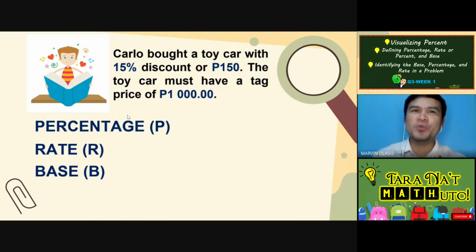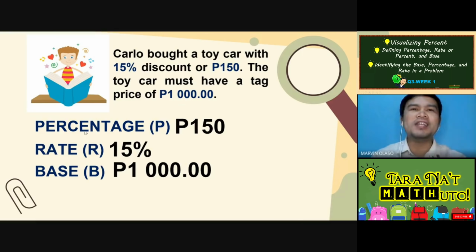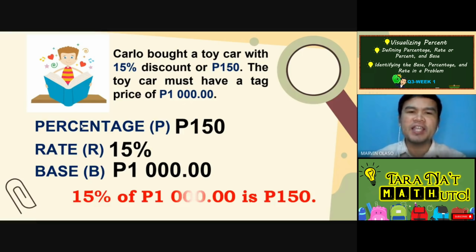Well, let's find out which among the given numbers is the percentage. What part or portion of the whole is that? We have 150, which is only part of 1,000 pesos. What about the rate or percent? Of course, we have 15%. And the base, or the whole amount, is 1,000 pesos. So remember this: 15% of 1,000 is 150 pesos.